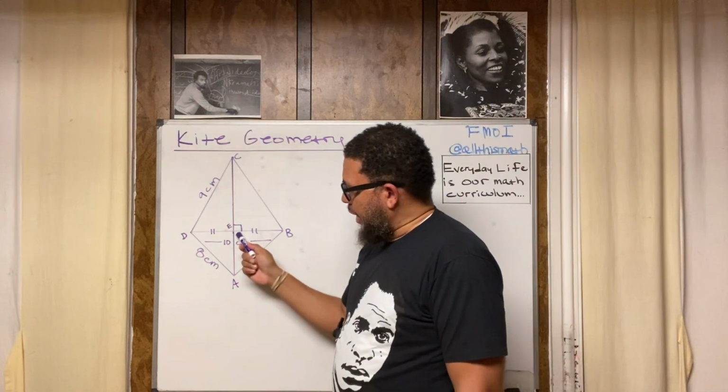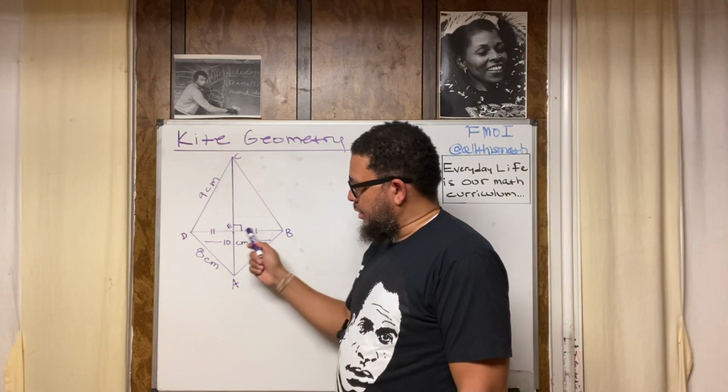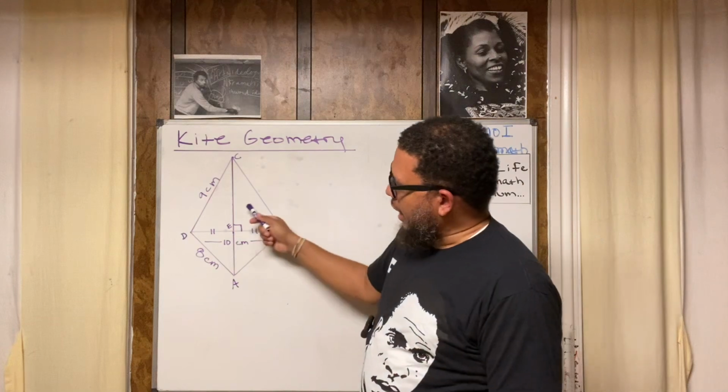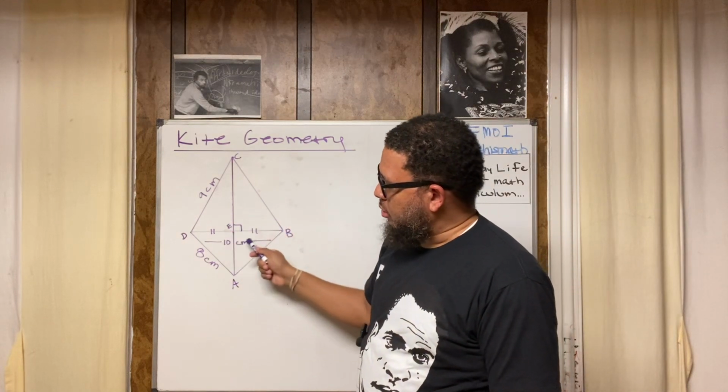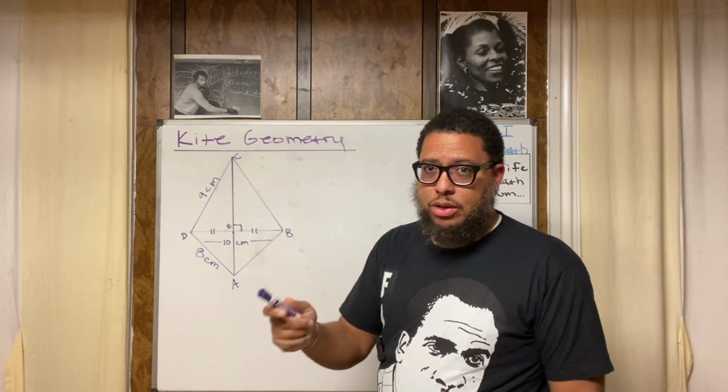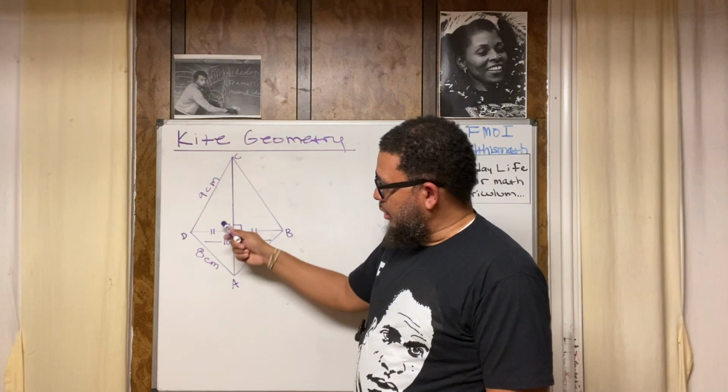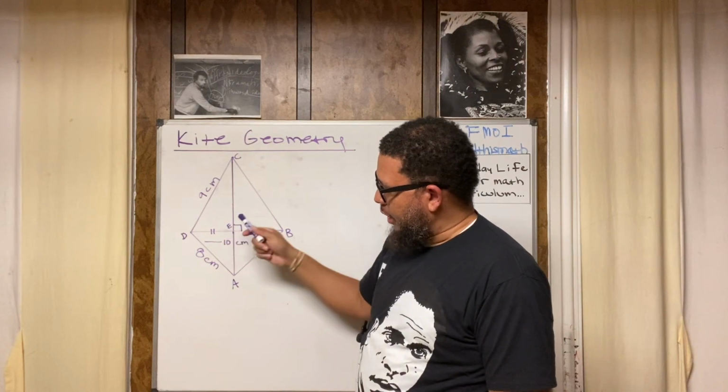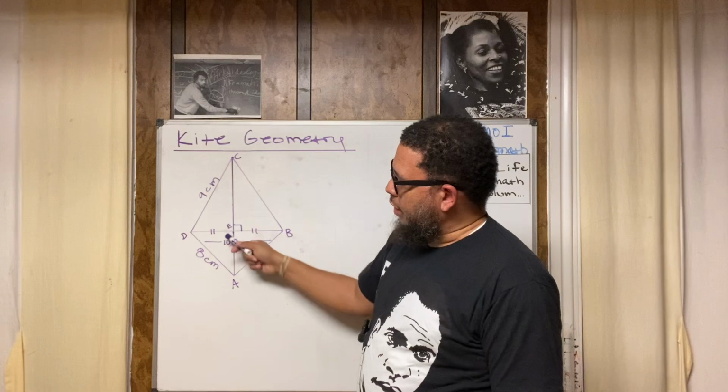So this has to be 90, and if this is 90, this has to be 90 because that's still that same straight line. All right. So we have 4, which means we have 4 right triangles because right triangles have one 90-degree angle. This has a 90-degree angle. This has a 90-degree angle. This has a 90-degree angle. This has a 90-degree angle. So we have 4 right triangles.